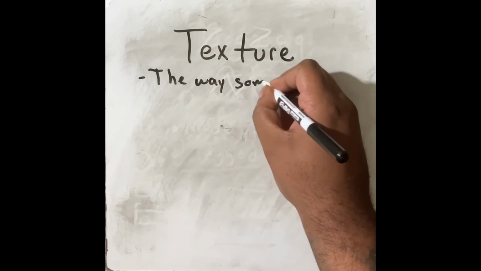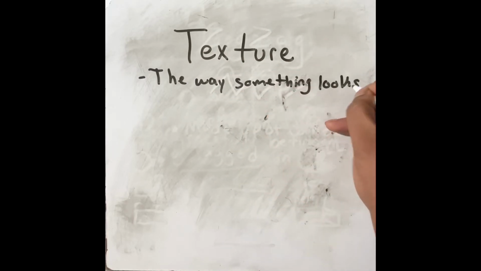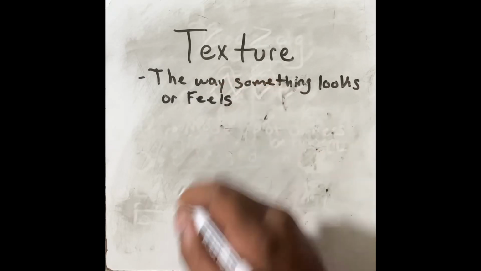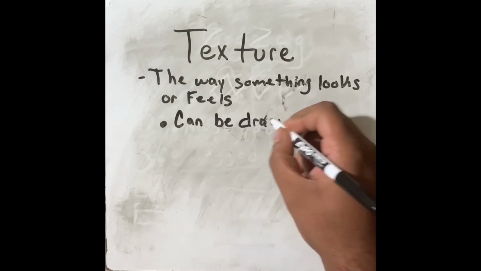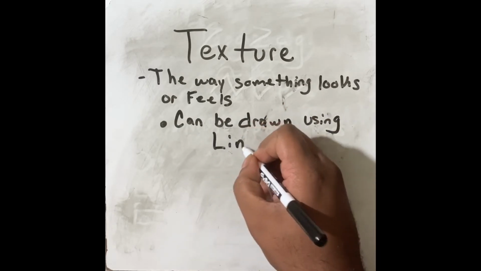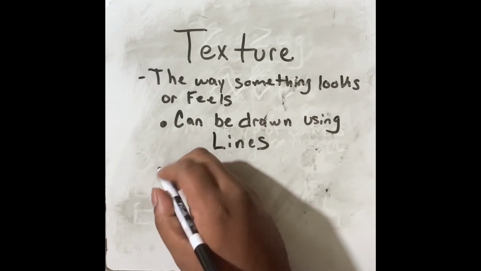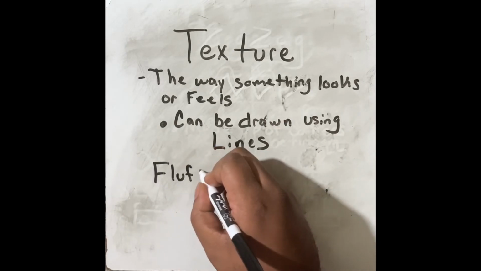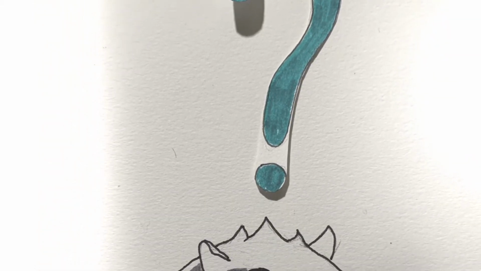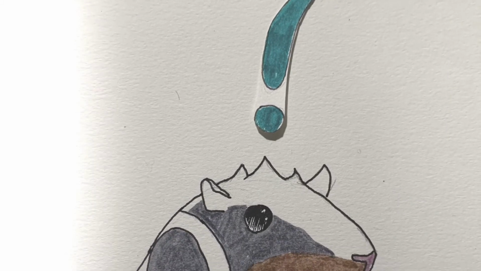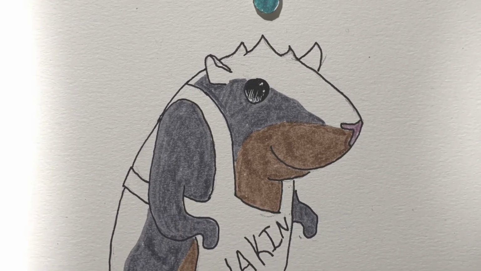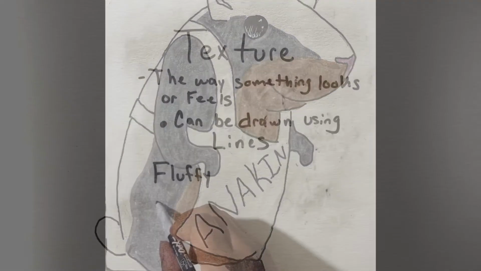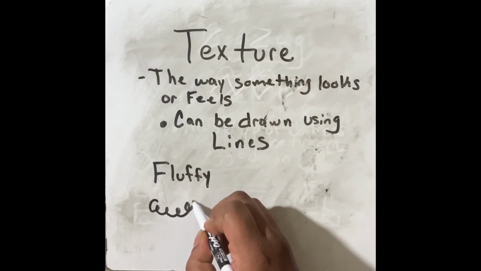Texture is the way something looks or feels. It can be drawn using lines. An example of texture is if something is fluffy. What lines might I use to make something fluffy? If you said curved lines, you are correct.